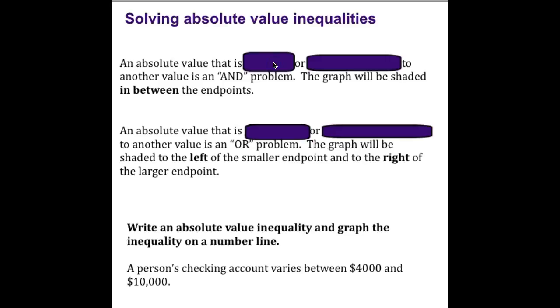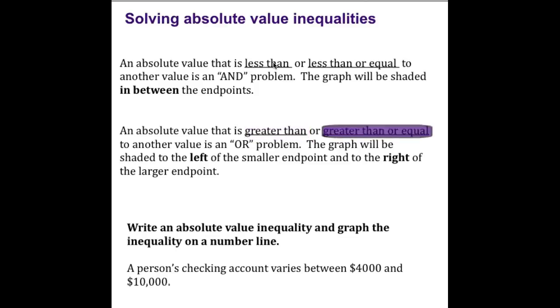So an absolute value that is less than or equal to another value is an "and" problem, and that graph actually gets shaded in between the endpoints. We've talked about that before. So "and" problems are less than or equal to. Then an absolute value that is greater than or equal to x becomes an "or" inequality. And so the graph will be shaded to the left and to the right.